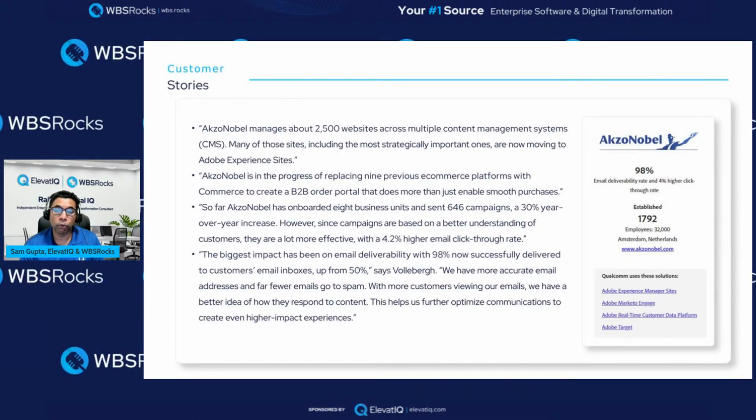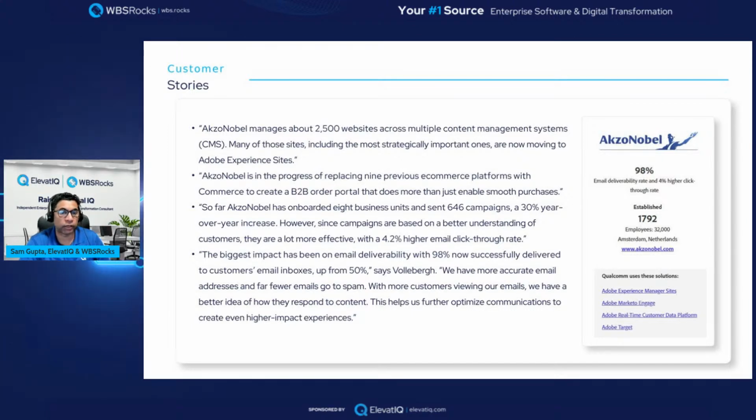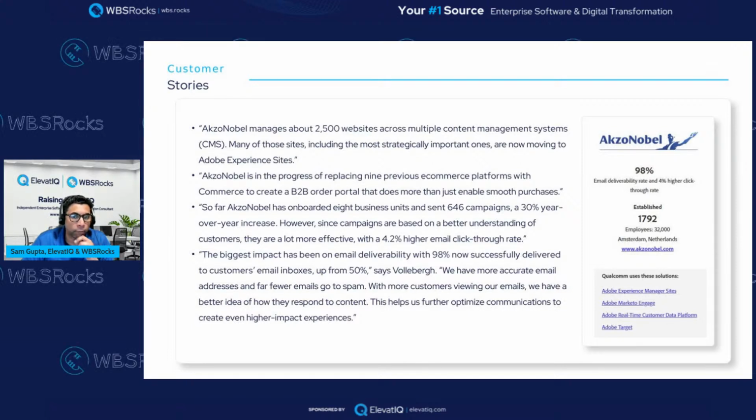We have more accurate email addresses and far fewer emails go to spam. With more customers viewing our emails, we have a better idea of how they respond to the content. This helps us further optimize communications to create even higher impact experiences. Again, not much in that comment.